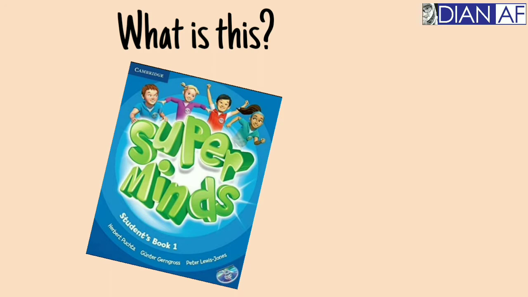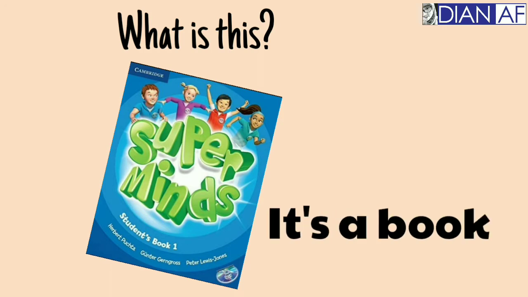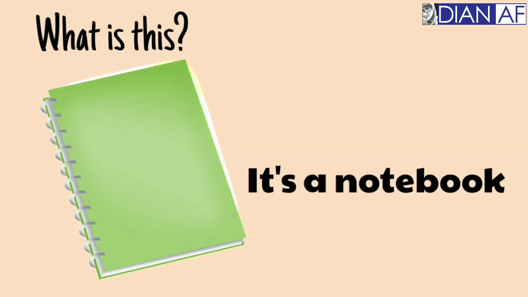Do you know what is this? Yes, bingo! It's a book. Now spell the word B-O-O-K, book. Really good. The next object is notebook.